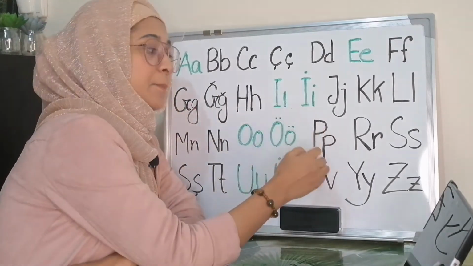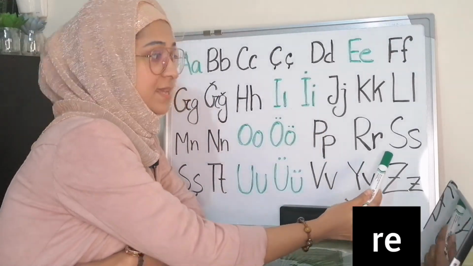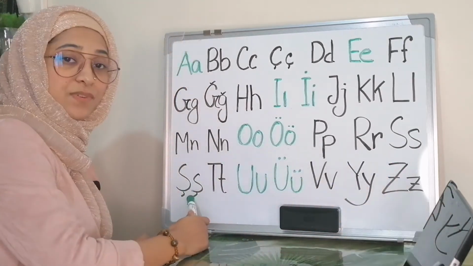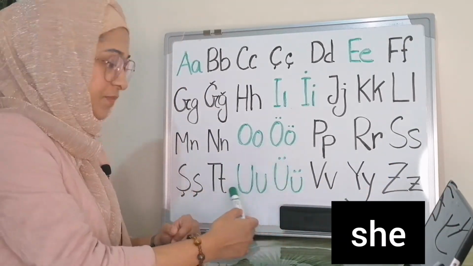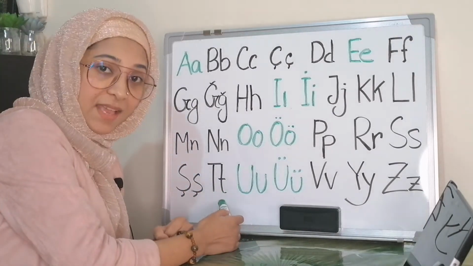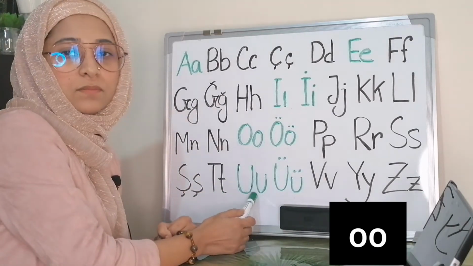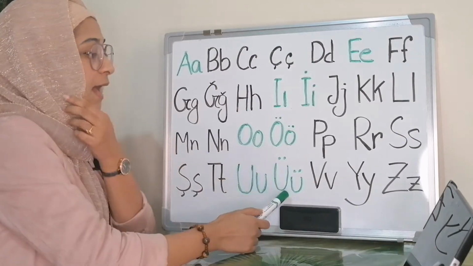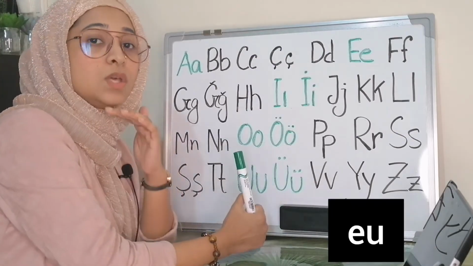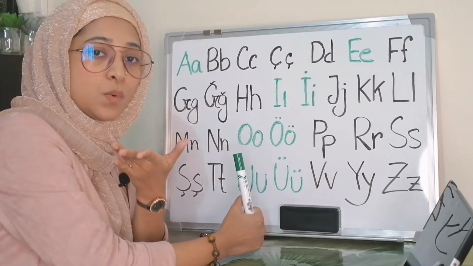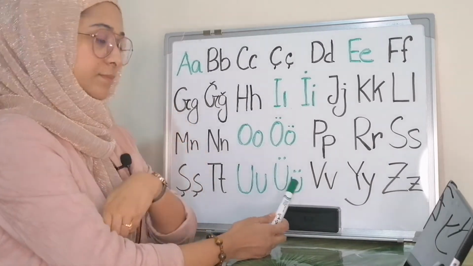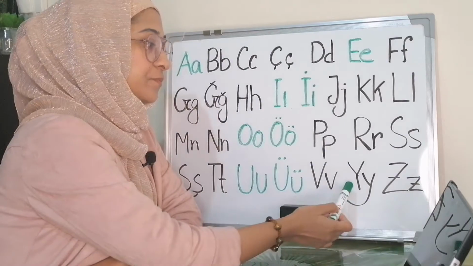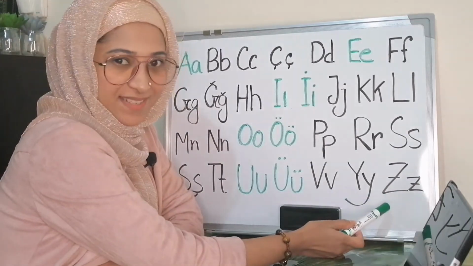Pay, Ray, say. This one is She. It's like S-H-E. She. Te. This is U. Simple U. And this one is U. Not you. They. Ye. Last one.